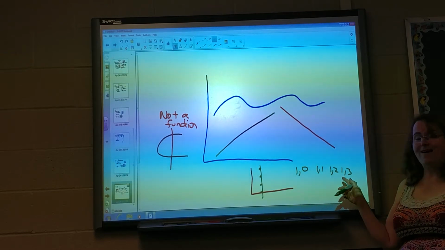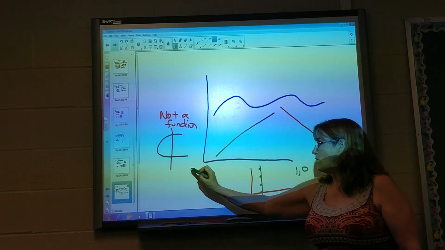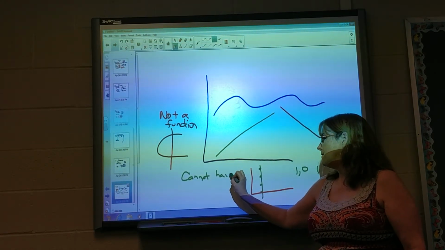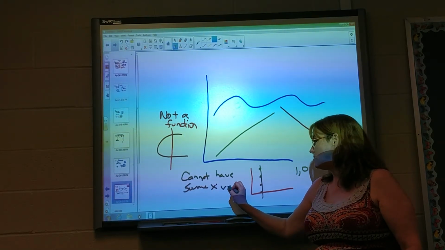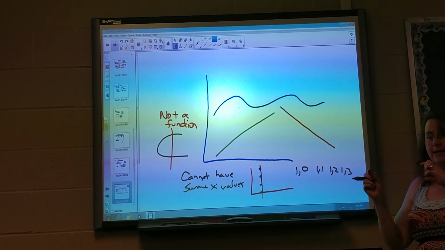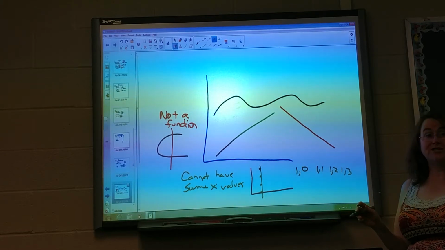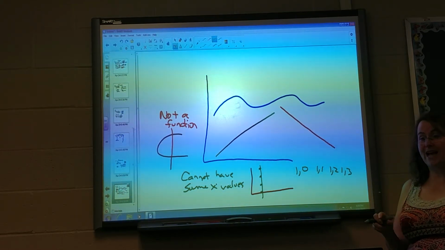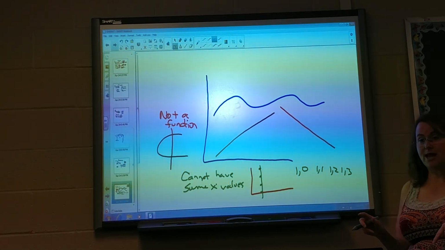So we cannot have the same x values for it to be a function. So if you can remember that, cannot have same x values at all. They use that one a lot. They will give you a group of coordinates, and they will ask you which of these is not a function, or which of these is a function. So you have to know, if it is a function, that means all the x's are different. If it is not a function, that means the x's are the same.